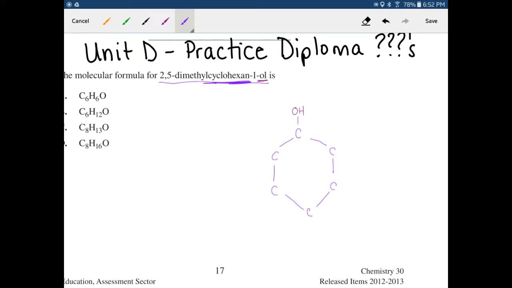And then we have 2,5-dimethyl. I'll do this in green so we can see this. So off our second, we have a methyl group. 3, 4, and off our fifth, we have another methyl group. Okay, and then we also have to add in our hydrogens in any place that we do not have another functional group coming off of it.